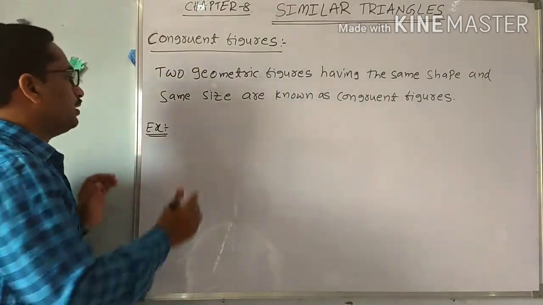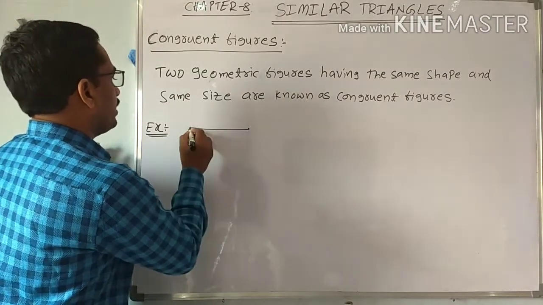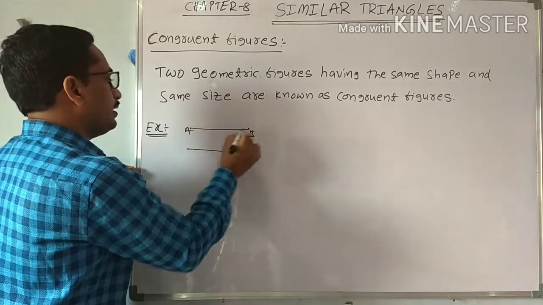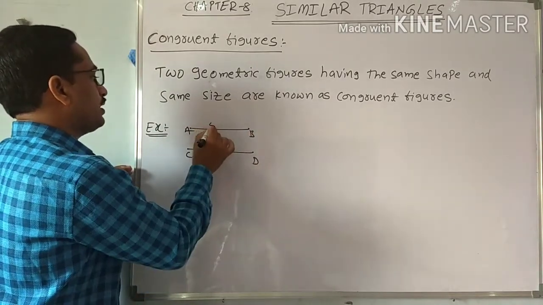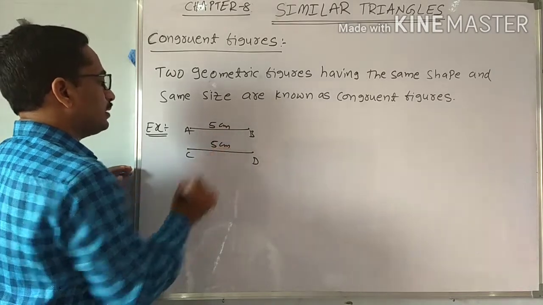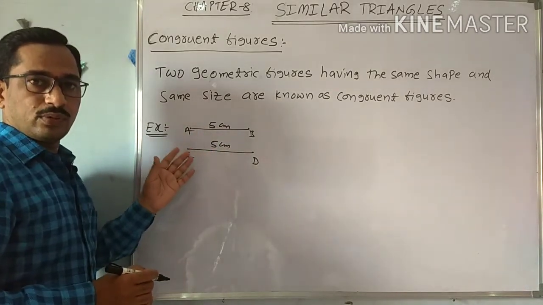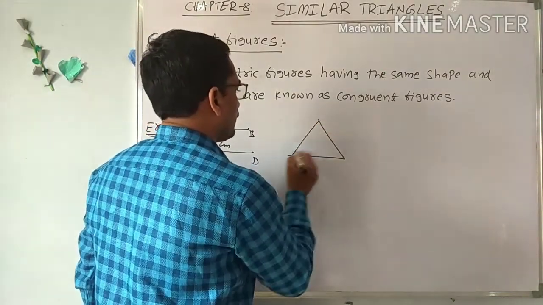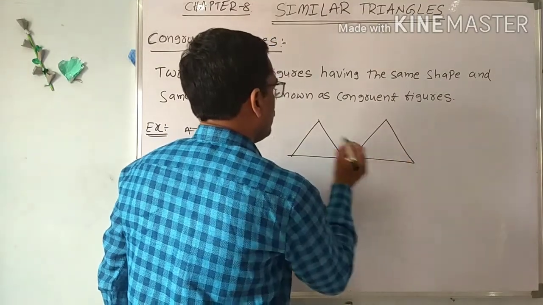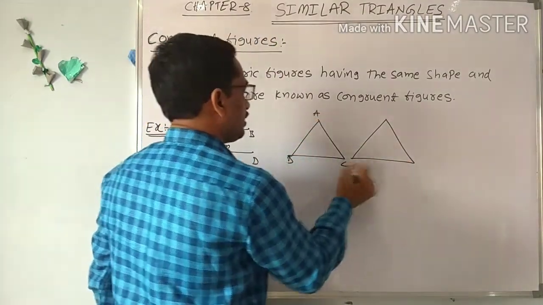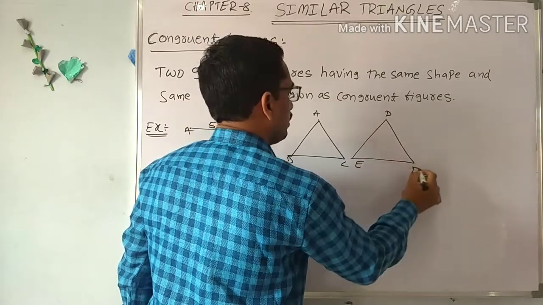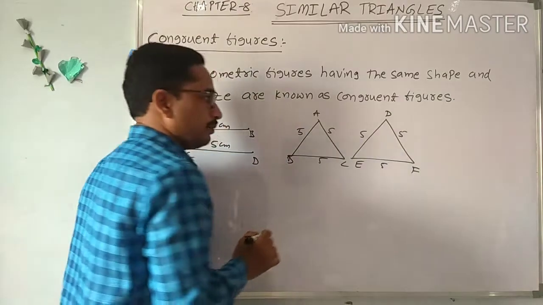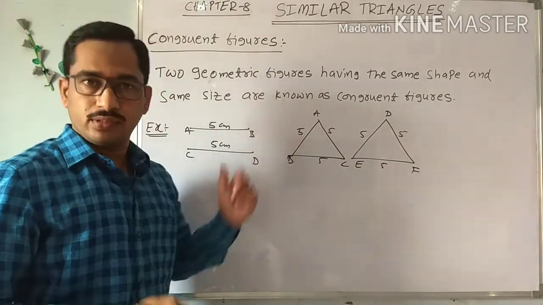See, for example, here I am taking line segments, the 2 line segments AB and CD. The first one is 5 cm, the second one is also 5 cm. So both are the same, the length is the same. So these are congruent lines. And next, if I take triangles, the first triangle ABC and the second triangle DEF, here all the measurements are the same. The 3 measurements are the same. Then these 2 triangles are called congruent triangles.